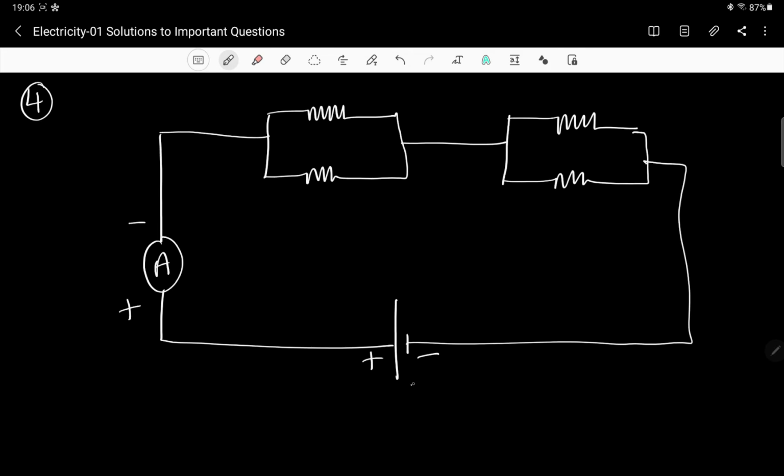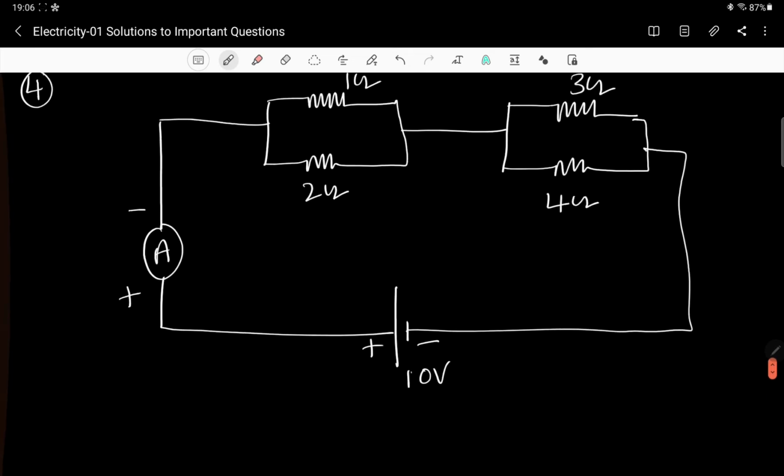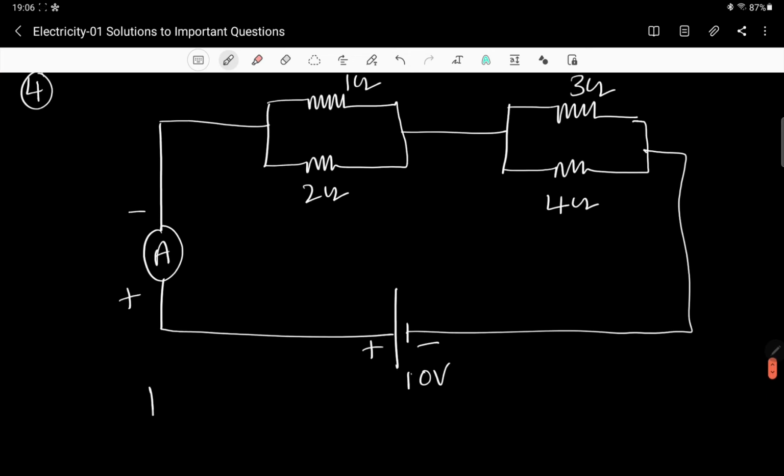Let me take this value, which I haven't mentioned here, as 10 volt, and this is 1 ohm, this is 2 ohm, this is 3 ohm, and this is 4 ohm. So these are the resistors. Now they are asking us to find the reading of the ammeter.